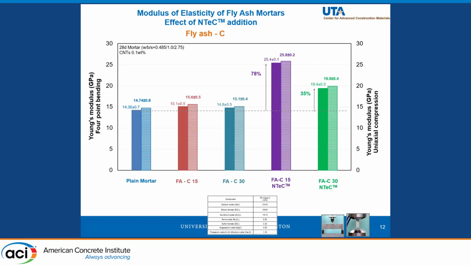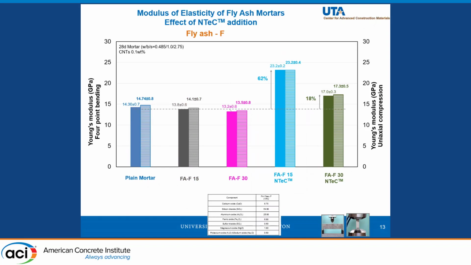In this slide, I'm showing results for the Young's modulus for mortars with fly ash C. And you see here two different values, and these are values that were calculated during the 4-point bending testing for flexural strength, and also using the stress-strain curve for compressive strength. We observed no variation between these two methods, and also, as we saw for flexural strength, the highest increase was observed for the FAC 15 NTEC mortar, of about 78%.